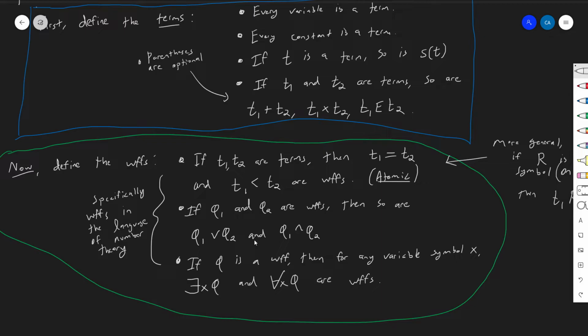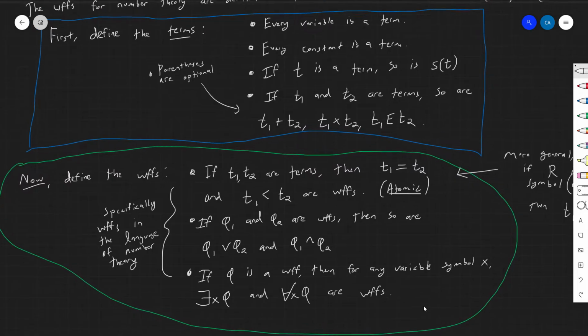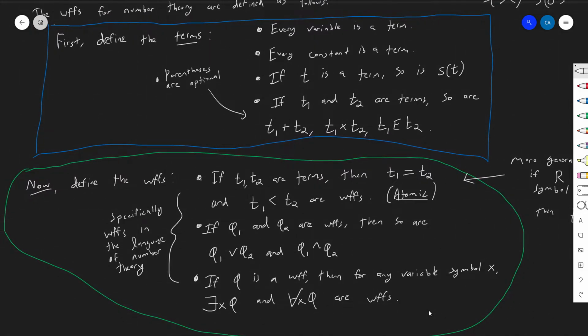And then finally, if I have a single well-formed formula phi, then for any variable symbol x, I can put a there exists sign, this backwards e, and then an x here, and then the well-formed formula inside of here. And this well-formed formula may or may not involve x in some way. Probably will, but it doesn't have to. And then also the upside down a is also allowed. And that's it. That gives you a full definition of all of the WIFs in a language, or all the well-formed formulas.